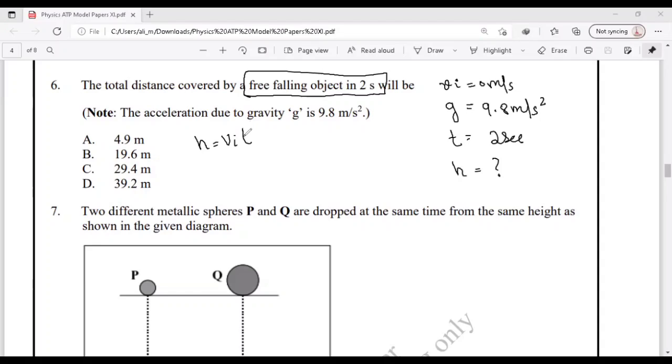So according to our second equation of free fall motion, s = vit + gt² over 2. Initial velocity is 0, so this whole term will become 0. So we will have 9.8 multiplied by 2 squared divided by 2. So let's multiply 9.8 by 4 and divide by 2. So we will get the height, which is the distance fallen by that object, as 19.6 meters. So the correct answer is option B.